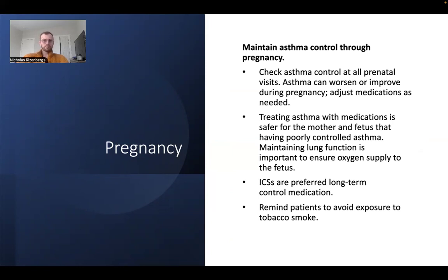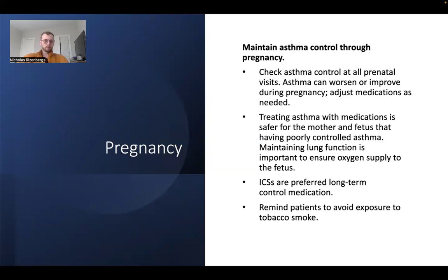Treating asthma with medications is safer for the mother and fetus than having poorly controlled asthma. So maintaining lung function is important to ensure oxygen supplies to the fetus. So giving them an ICS or whatever medication has less effect toward the fetus than just having poor lung function from asthma. So that's something we need to have treated.